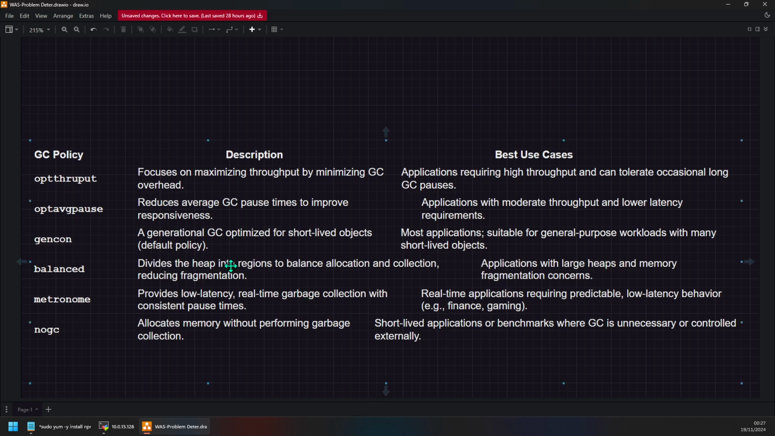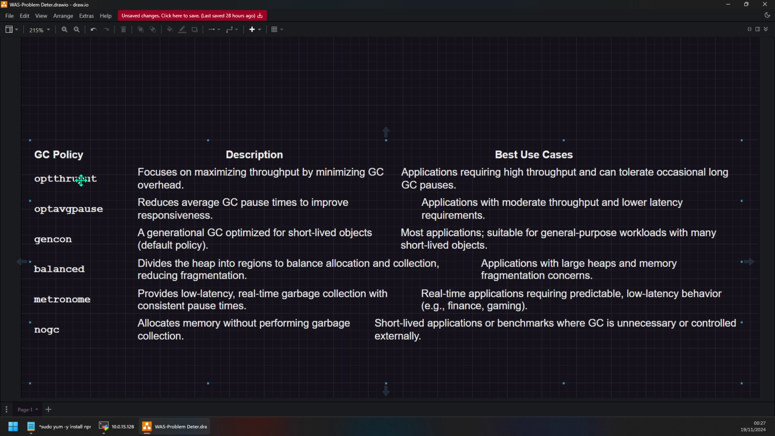So these are the different garbage collection policies out there on your IBM JDK 8. And these are some of the very familiar policies which are used. I'm going to talk about the advantages and disadvantages of each of these policies to the maximum knowledge I have. Okay, so let's go ahead with the first one, optthruput.